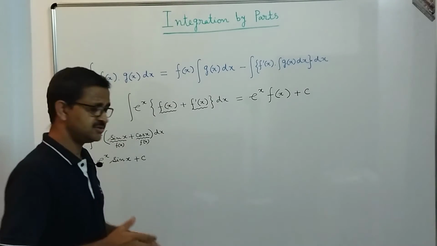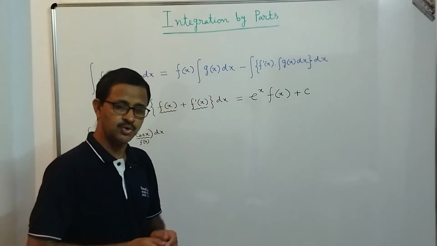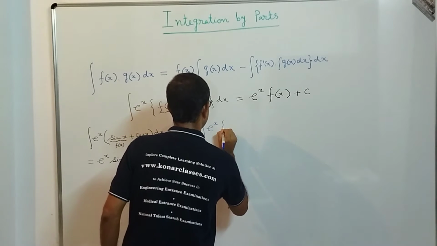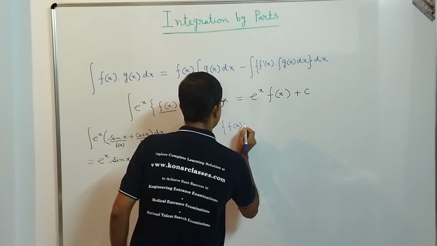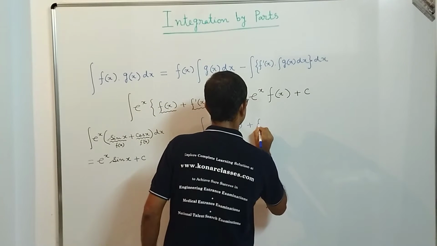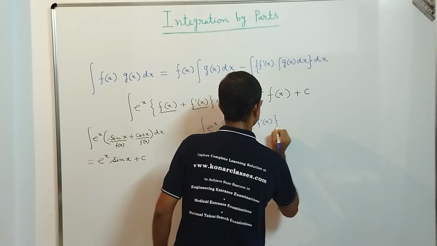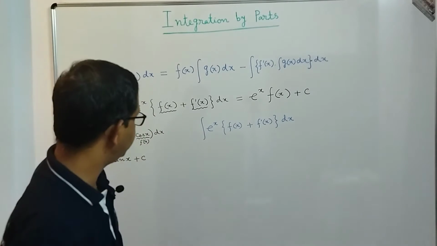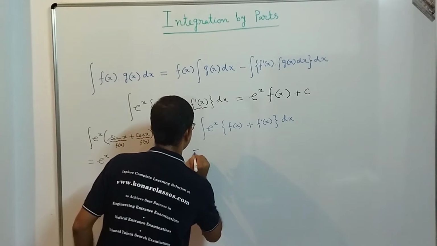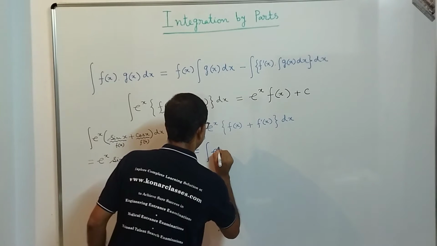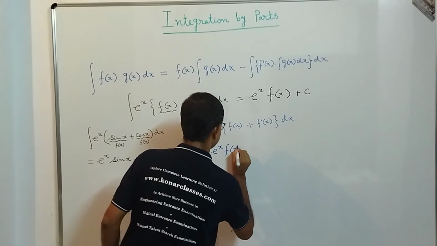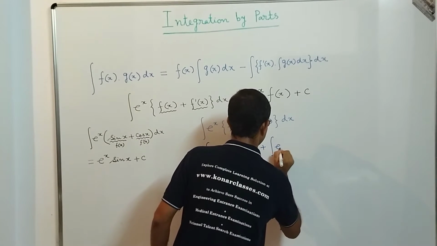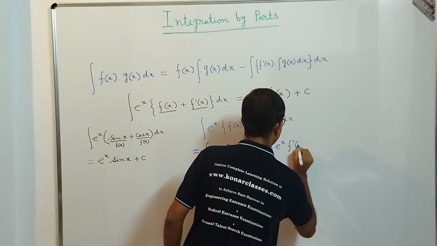And if you need to prove how it becomes like this, we are going to do it now. What is the given integration, dear students? It is integration of e power x into f(x) plus f dash x dx. So from here we can write this is equal to integration e power x f(x) dx, plus integration e power x f dash x dx.